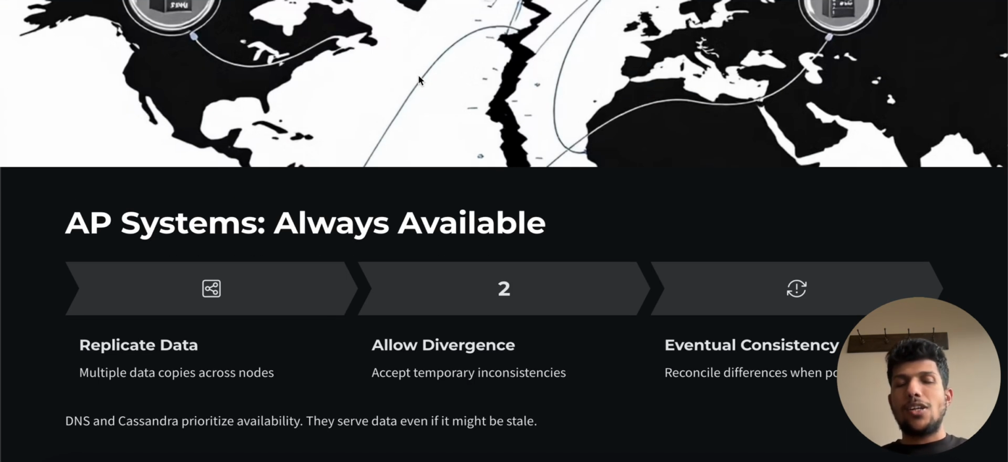Talking about AP systems, that is availability and partition tolerance. Availability means the data is available despite any network failure across all regions. It replicates data across multiple nodes so that we always have data, and we can have eventual consistency, not fully consistent but eventually consistent. We have systems like DNS and Cassandra that prioritize availability, and even if the data becomes stale, they are still able to serve the data.